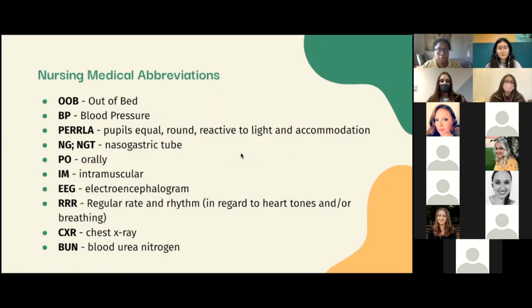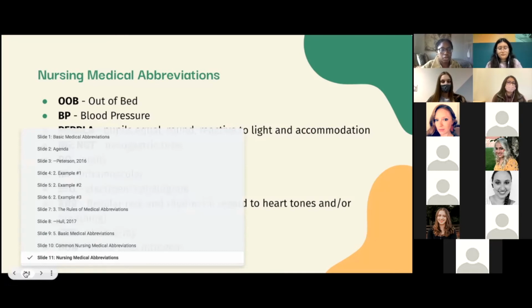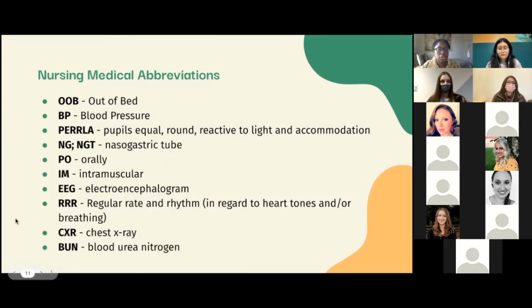Nasogastric tube, very important for SLPs and nurses to know this one. PO is orally, that means you can take food orally. Intramuscular, which means it's where shots go through the muscle. EEG, brain imaging scan, regular rate and rhythm, chest x-ray, and blood urea nitrogen.